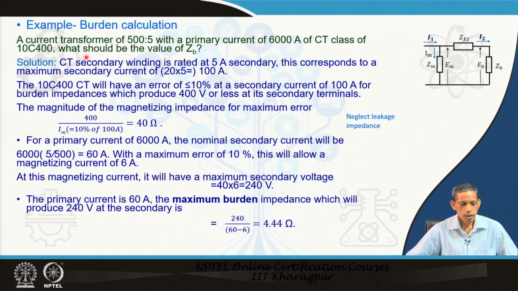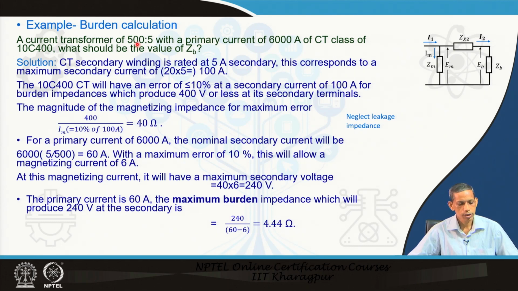Now, we will go for a burden calculation example. Let us say a current transformer of 500:5 with a primary current of 6000 ampere, of CT class 10C400. What should be the value of ZB, the burden impedance, to maintain the CT class of 10C400? It means 10% error for 400 volt in the secondary when the current in the CT becomes 20 times its rated current.